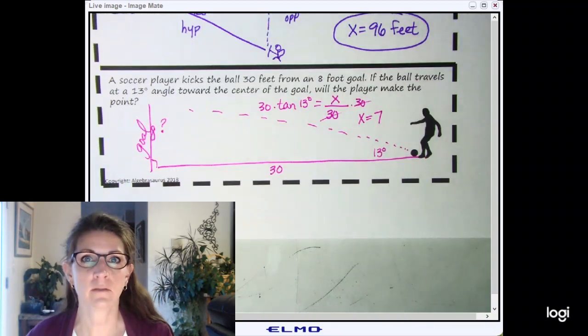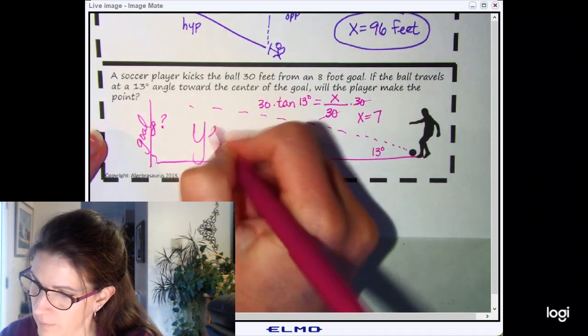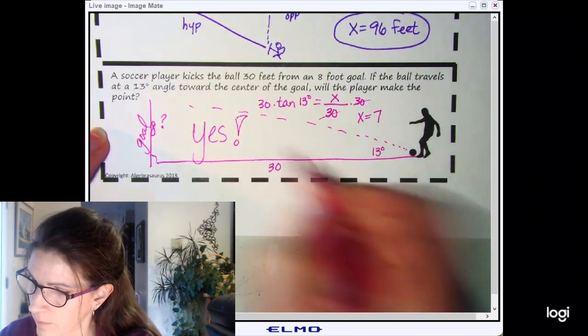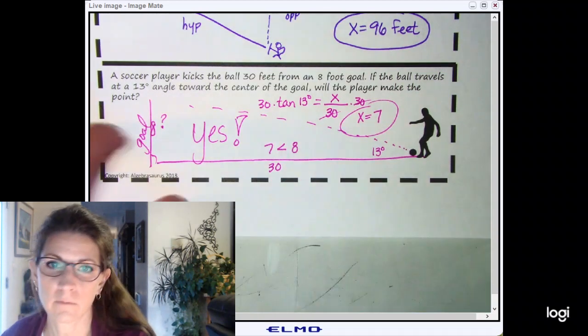Will it fit inside the goal? Absolutely. This is a big yes. 7 is less than 8, right?